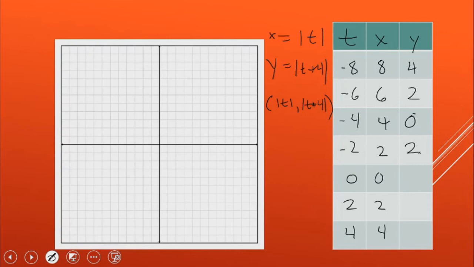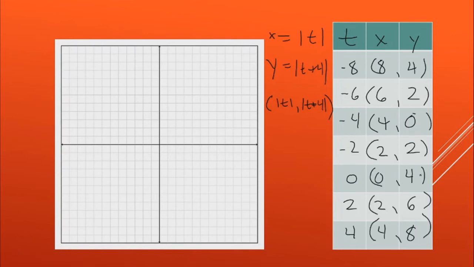The absolute value of 0 plus 4 is 4. The absolute value of 2 plus 4 is 6. And the absolute value of 4 plus 4 is 8. And let's plot all of these points to really get a good picture of what we are looking at.